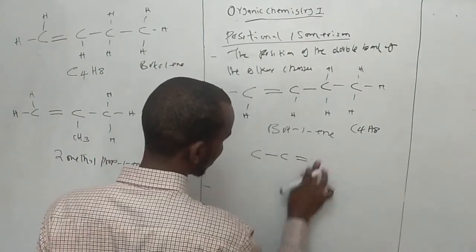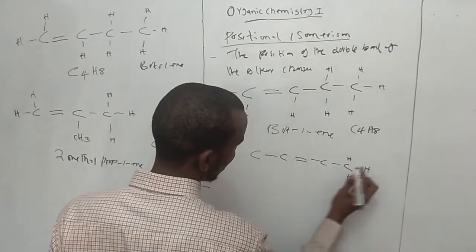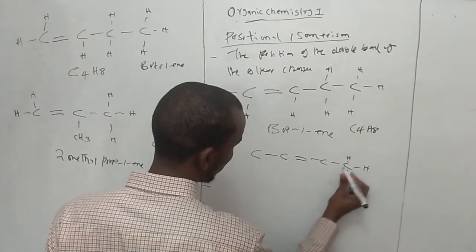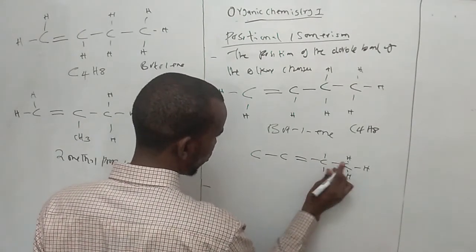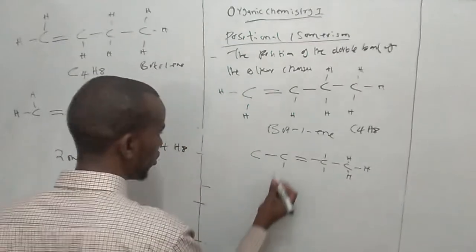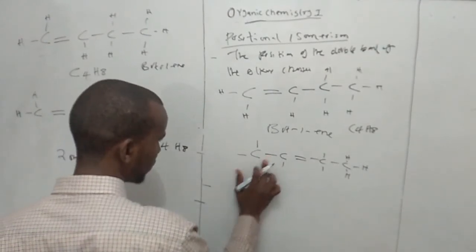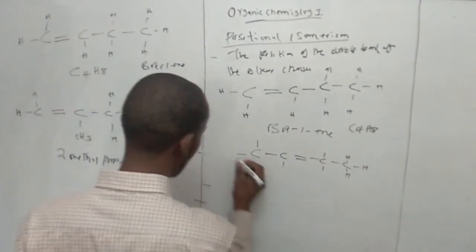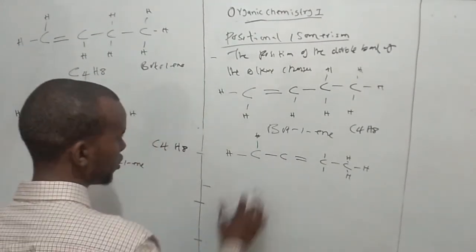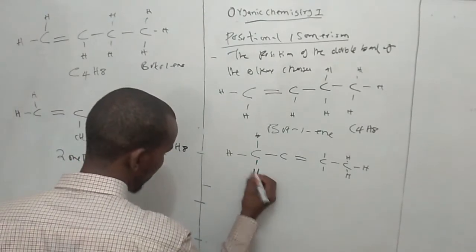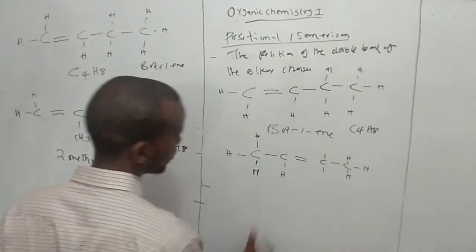1, 2, 3, 4. So here we have hydrogens. Now we can fill the rest with hydrogen. For this case, the number of hydrogens is 1, 2, 3. Now we place another hydrogen so that we have 1, 2, 3, 4. So we place hydrogen here.